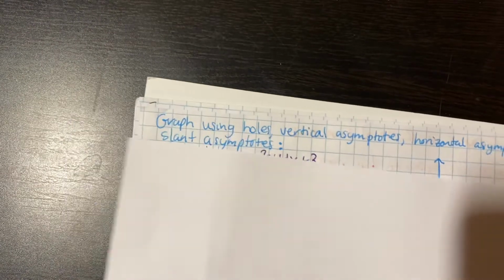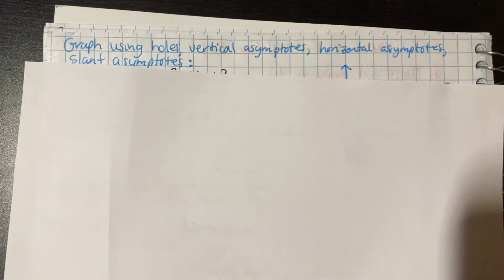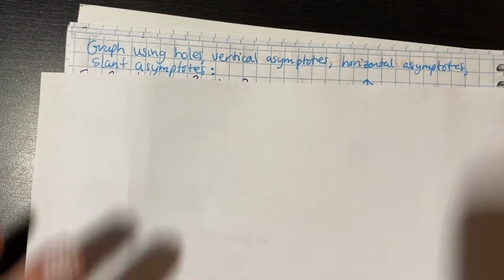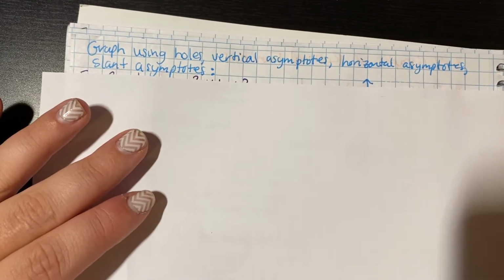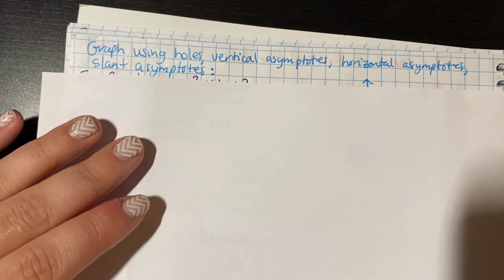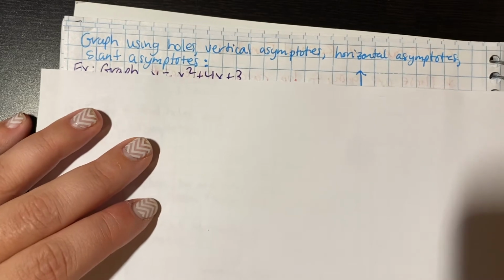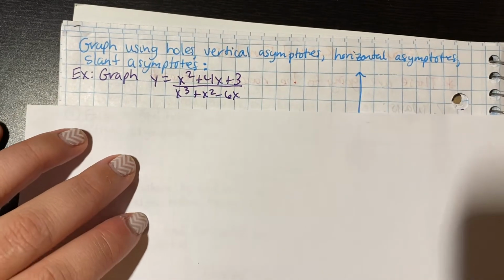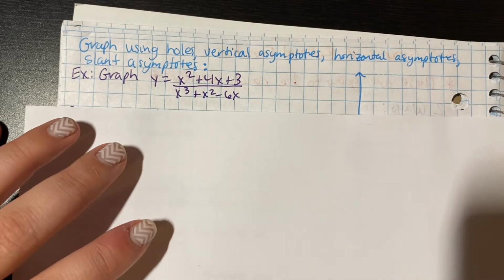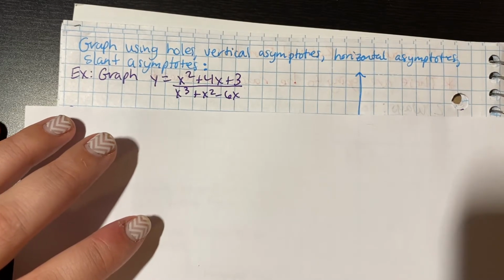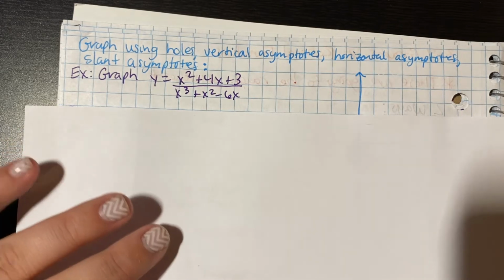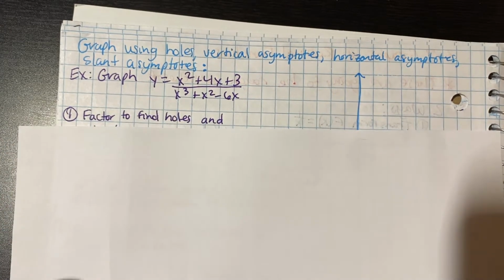All right. So now we're going to flip to the other new page, and we are going to talk about how we graph using different things. So, for example, how do we graph using holes, vertical asymptotes, horizontal asymptotes, and slant asymptotes? So I have something like this, and it says graph. I don't see a parent graph in there that I can just do. So we got some work.